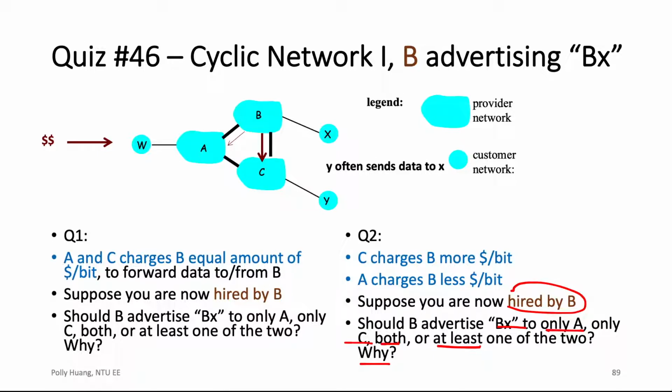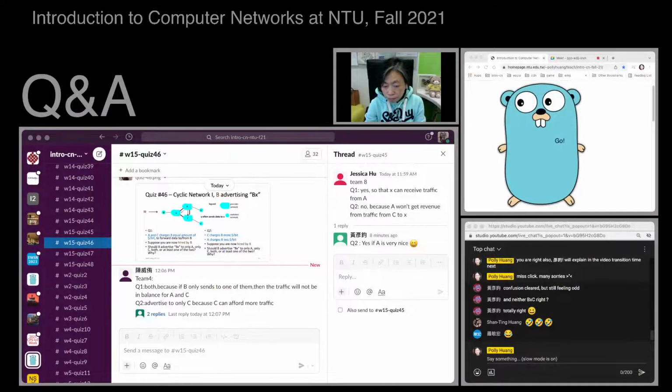That was quiz 46. I think you guys have already tried to respond. Team 4 is saying, in case the costs are the same, B sends to both. No difference. Whether the traffic is coming from A or from C to B, no difference.